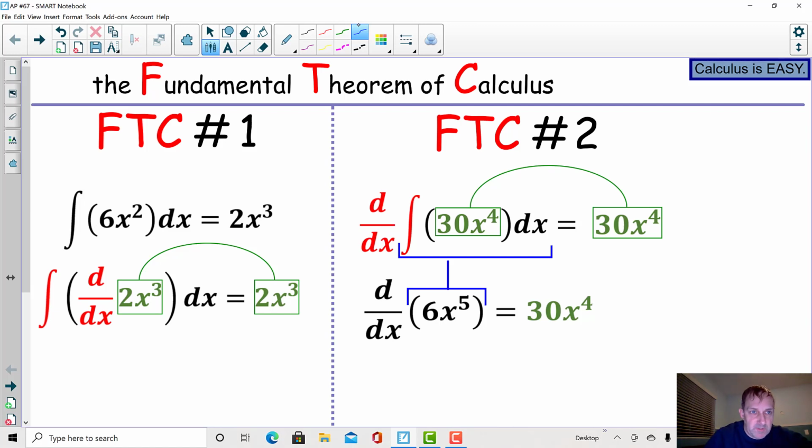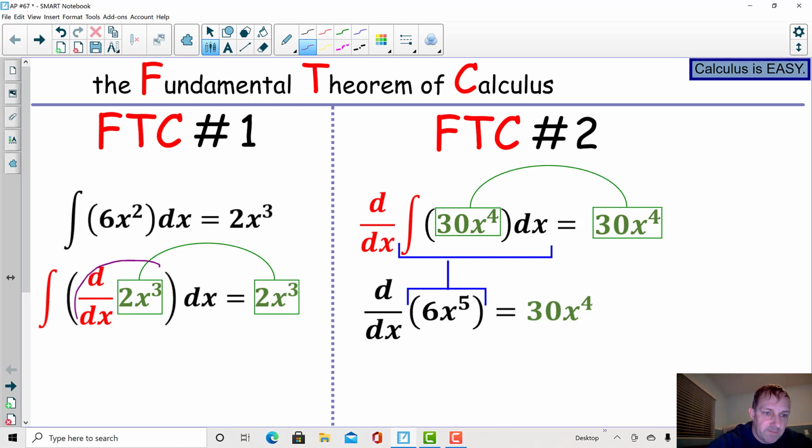Okay, we're going to look at a couple examples of the fundamental theorem of calculus. The first one is if we rewrite 6x squared as the derivative of 2x to the third. That's the first example. Let's first make sure that that's correct.